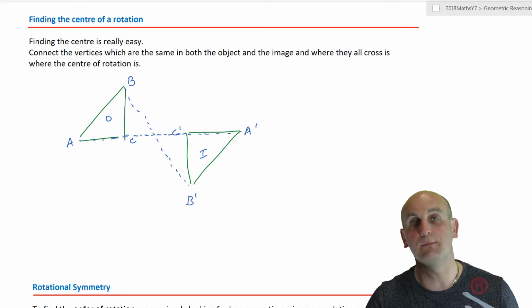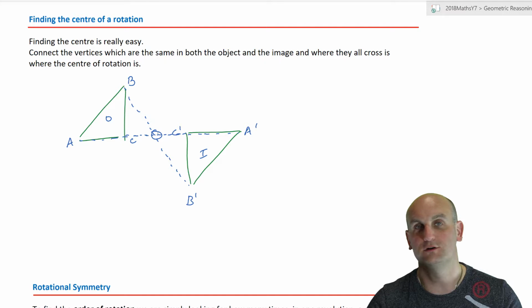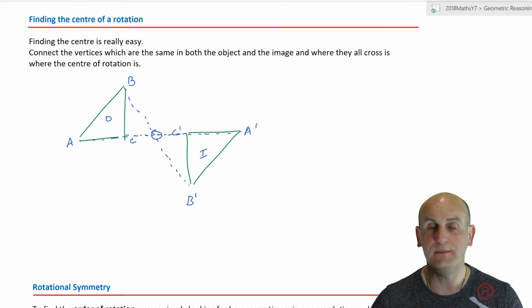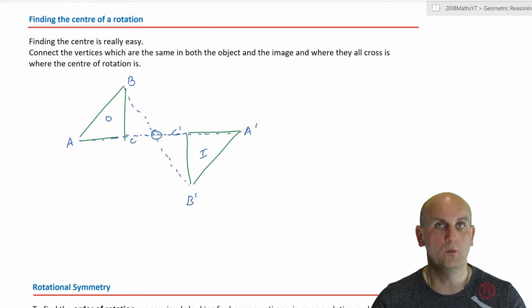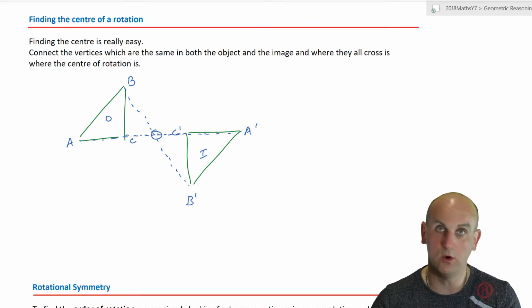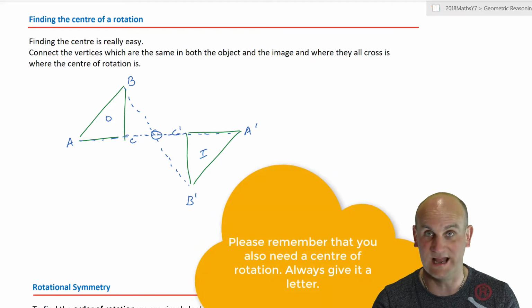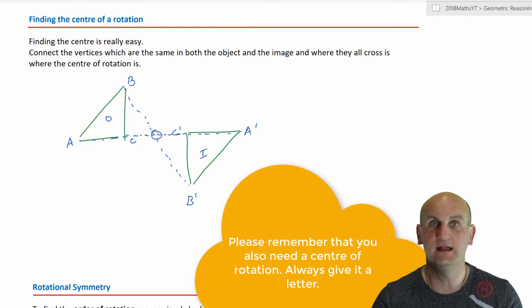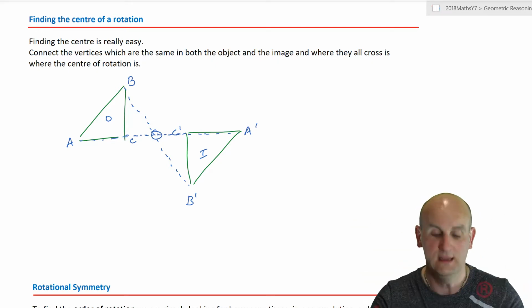And it just so happens that where all those dotted lines cross, and I know there are 2 of them on top of each other, happens to be my center of rotation. Now, what would the angle be? Hopefully you're all happy it would be 180 degrees. What would the direction be? Well, because it's 180 degrees, I can choose clockwise or anti-clockwise. It doesn't actually matter one way or the other. So finding the center of rotation, just take vertices, join them together, and where they cross is where the center is.